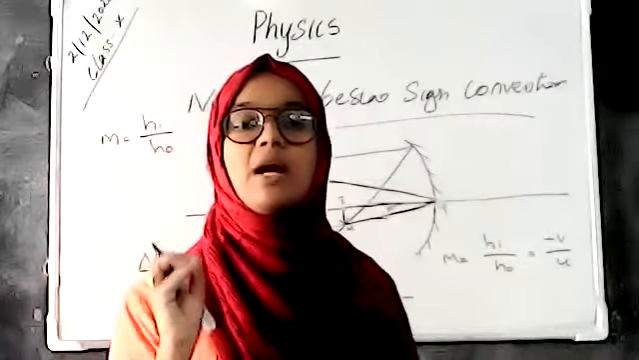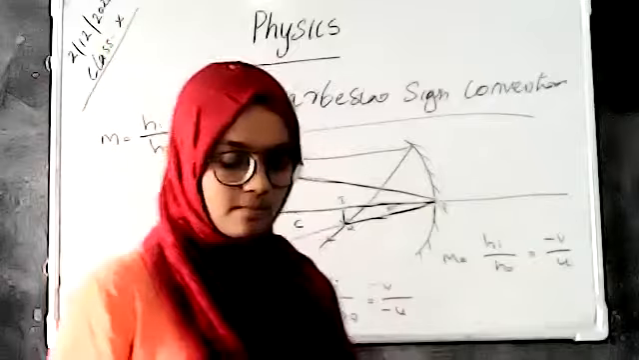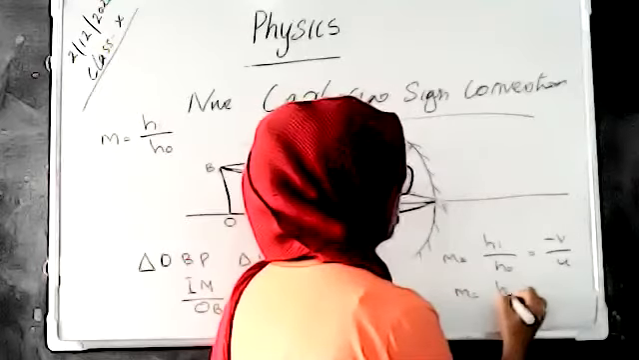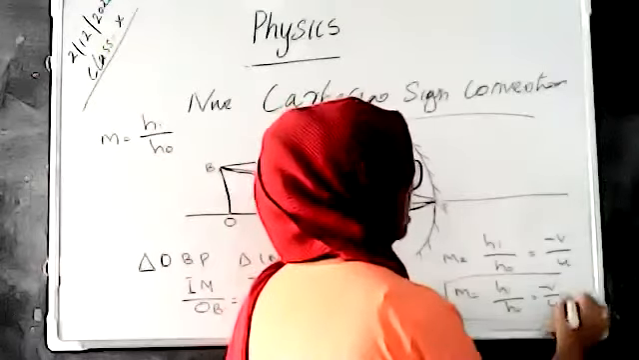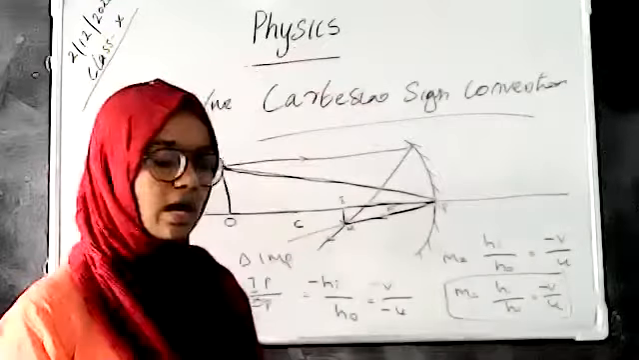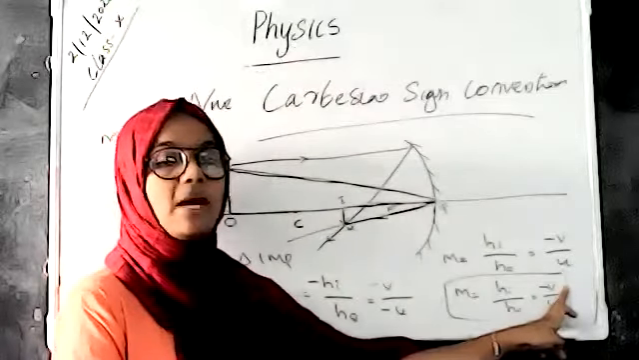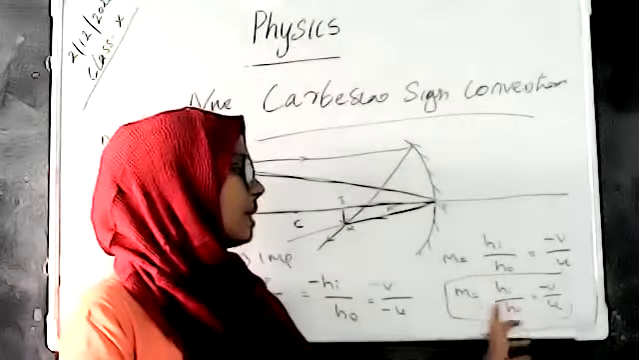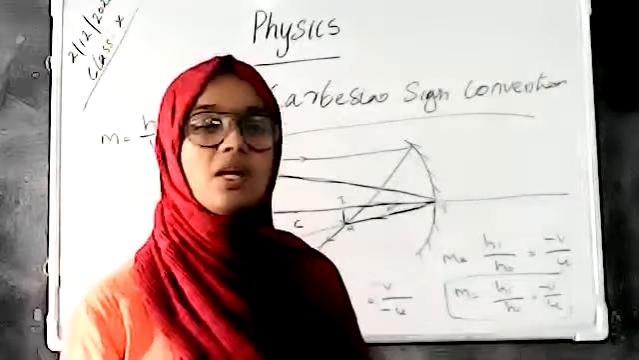Magnification gives HI by HO is equal to minus V divided by U. And from here we can write that magnification M is equal to HI by HO, that is minus V by U. This is the magnification of an object using mirrors. So the magnification of the mirrors and the distance between the image and the mirror and the distance between the object and the mirror are related like this: HI by HO is equal to minus V by U.